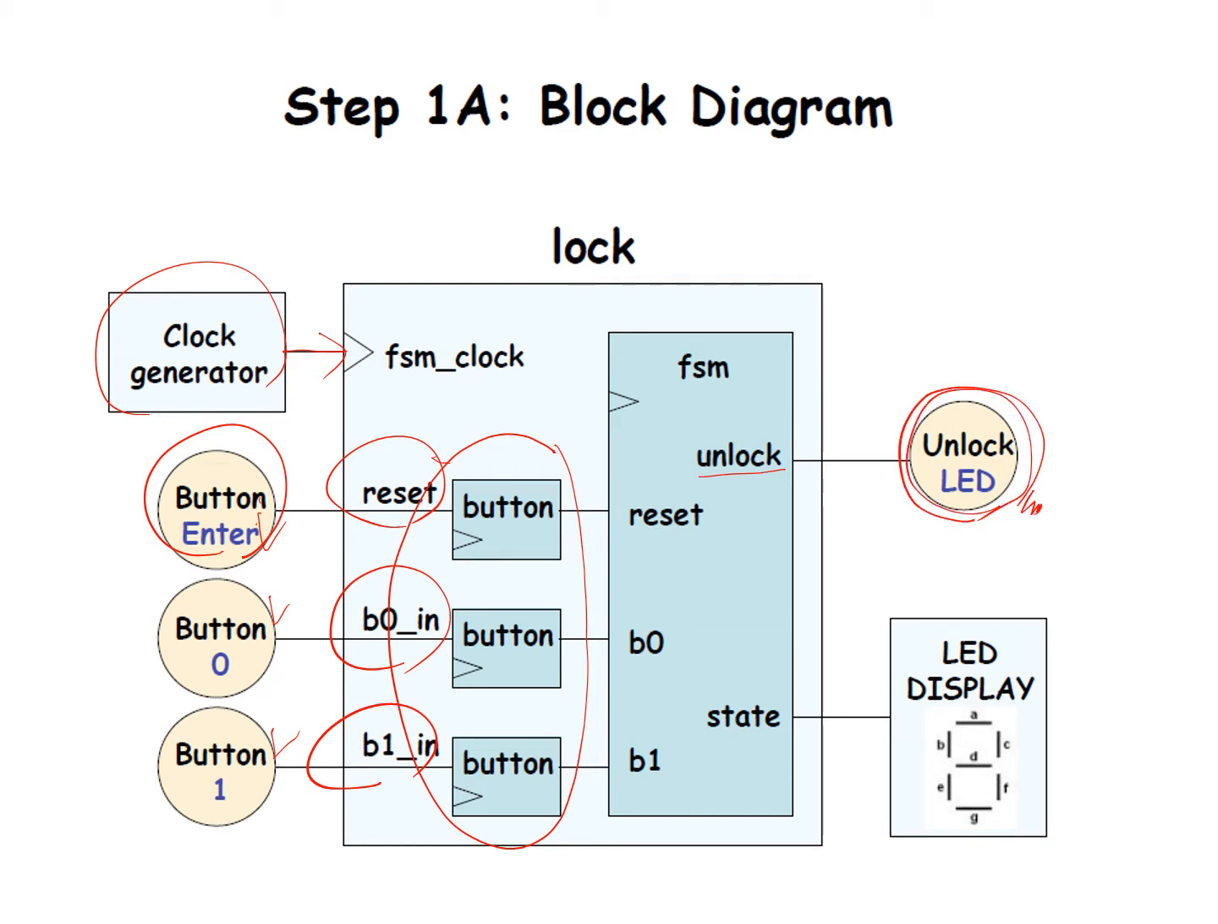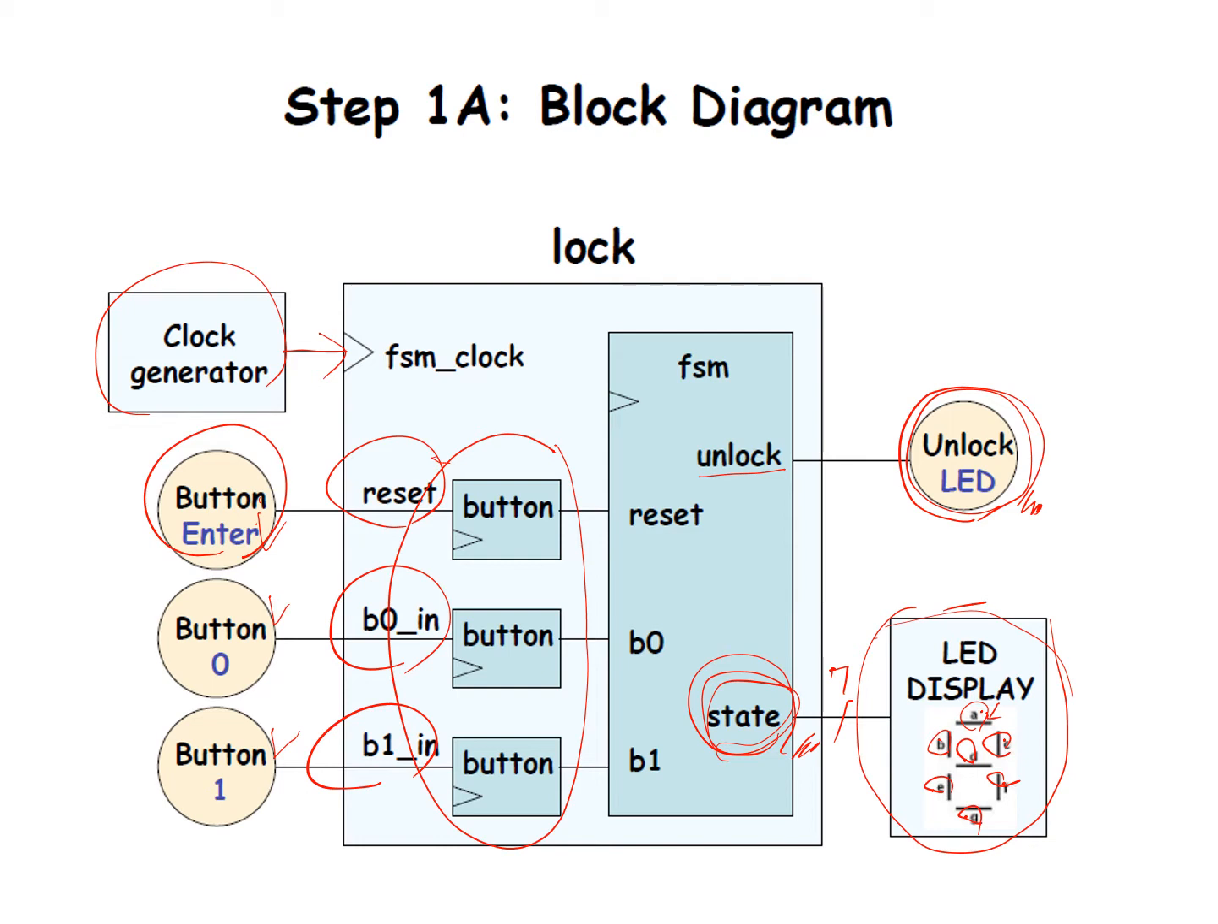The finite state machine output will be unlock, which indicates the state of the lock. We also want to visualize what state we are in, so for debugging purposes we can generate an LED display output. For the LED display we have segments A, B, C, D, E, F, G. The 7-bit output turns the LED elements on and off, and we can visualize different numbers on the LED display.